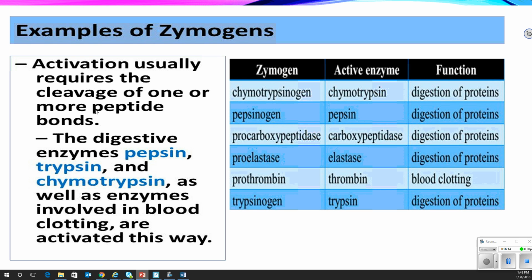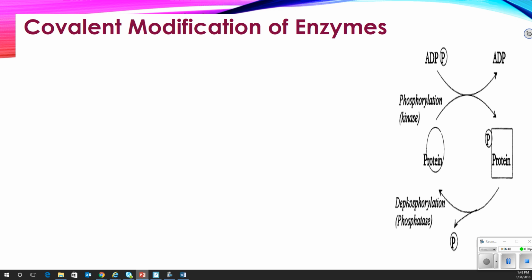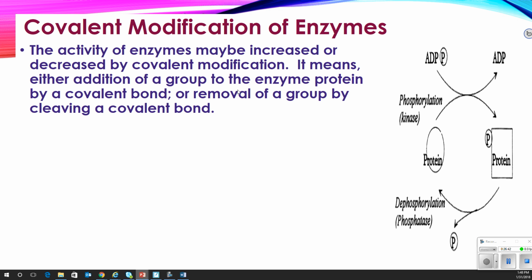Okay. Activation usually requires the cleavage of one or more of the peptide bonds. The digestive enzymes pepsin, trypsin, and chymotrypsin, as well as enzymes involved in blood clotting, are activated this way. So whenever I need, like, thrombin, prothrombin will go to the site, and then thrombin, by being activated, will start clotting blood.